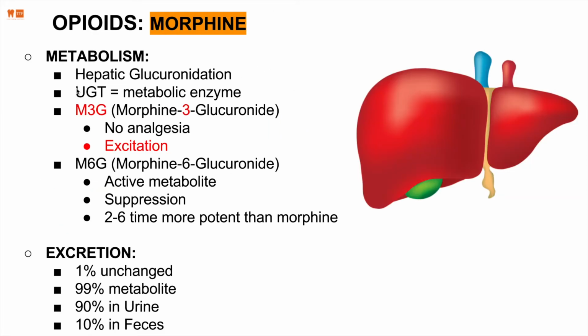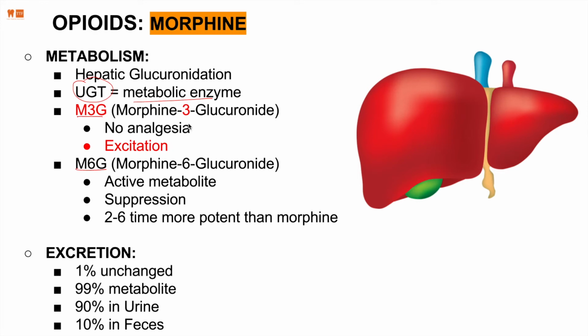Morphine. In metabolism, we have hepatic glucuronidation. It leads to an enzyme that is called UGT, which is a metabolic enzyme that leads to metabolism of morphine in the liver. It produces M3G and M6G as its metabolites. Now, what is M3G and M6G? It's morphine 3 glucuronide, morphine 6 glucuronide. Why are these two important? Well, they have opposite actions.